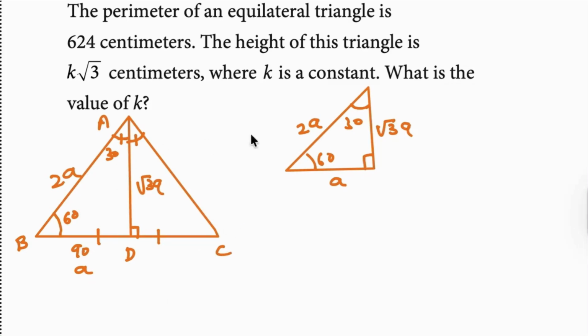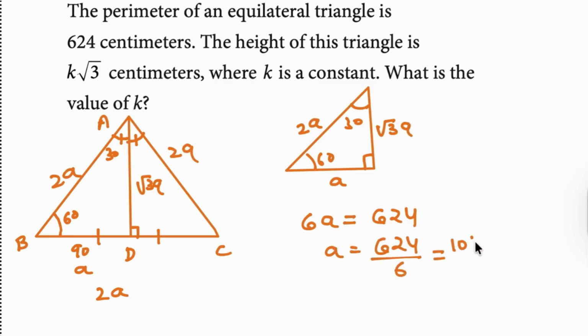Perimeter of equilateral triangle. Now if I am letting the side as 2a, this will be 2a and this third will be 2a. So sum is 2a plus 2a plus 2a, which is 6a, is equal to 624. Now if you calculate a, 624 divided by 6, which is 108. We have solved our question. 108 is the value of a and this is the height, so height is root 3a, that means it is 108 root 3.